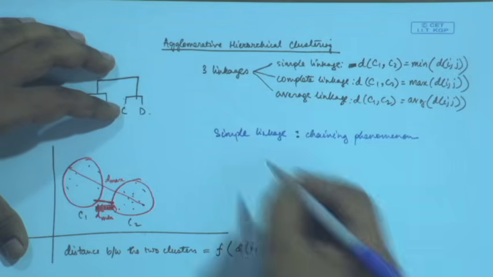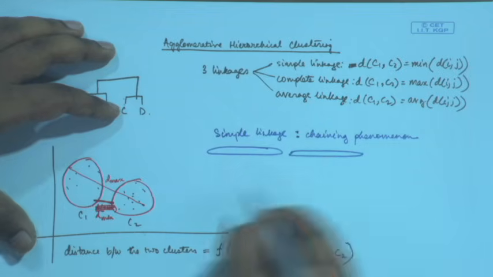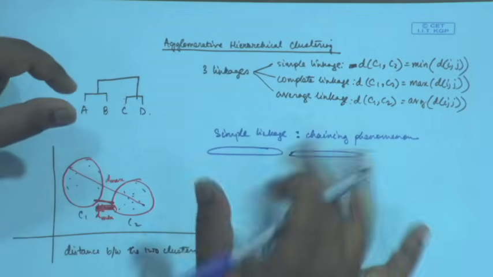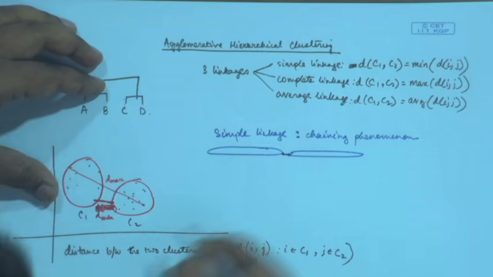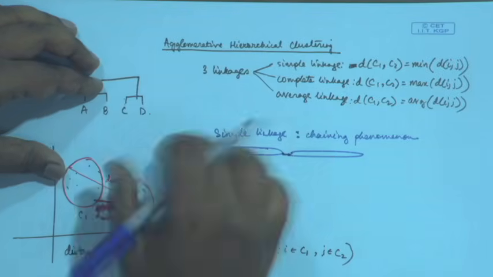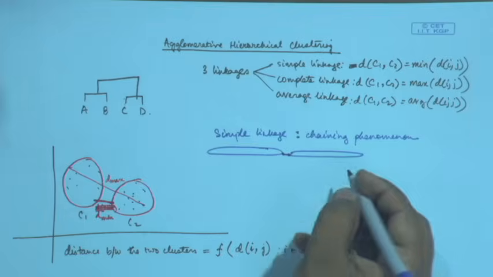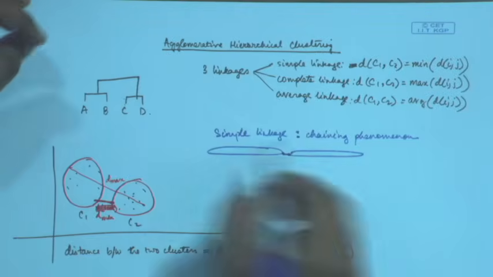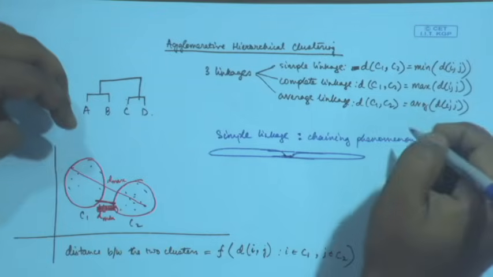So it might be the case that two clusters are arranged this way. Most of the points are away from each other, but the closest distance is very small, though the remaining points might be very sparse or really far away from each other. In that case also it will consider these two clusters to be very similar to each other, and it will fuse both of them. So this results in the chaining phenomenon.